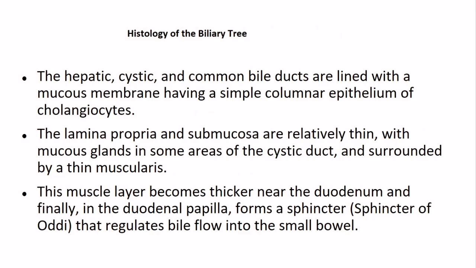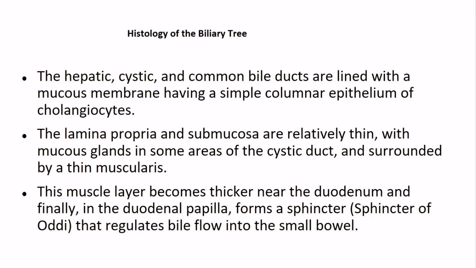So for the histology of the biliary tree, take note that the epithelium of the gallbladder is the same as the epithelium for the cystic duct and also for the hepatic ducts, and also for the bile duct. So the cystic, hepatic, and common bile ducts are lined with the same simple columnar epithelium. The cells can actually be referred to as cholangiocytes.